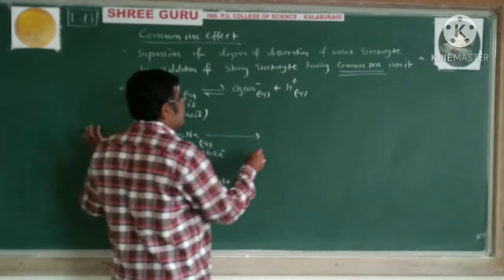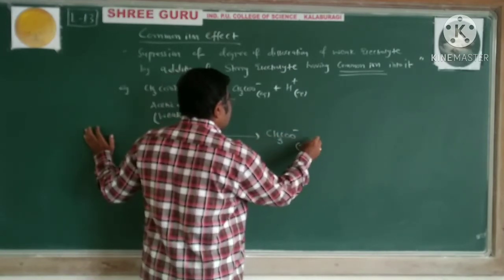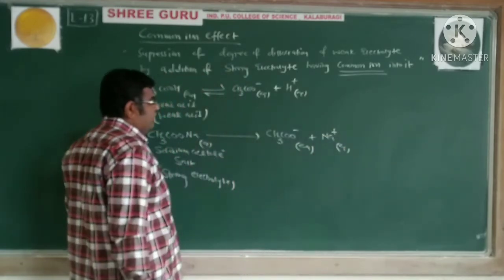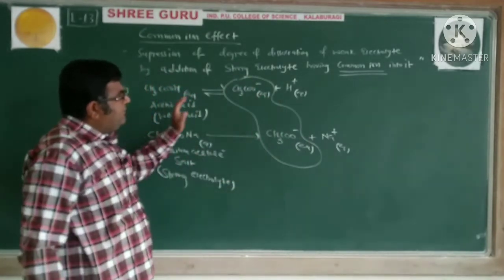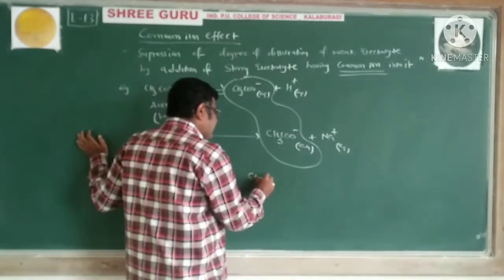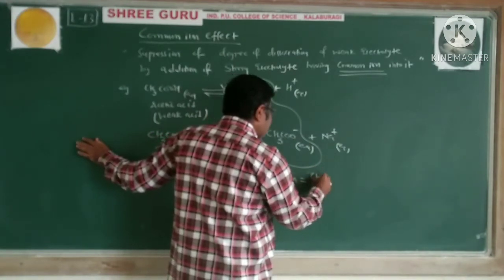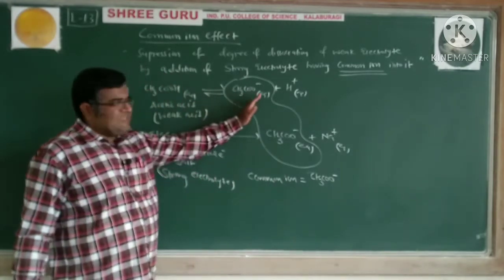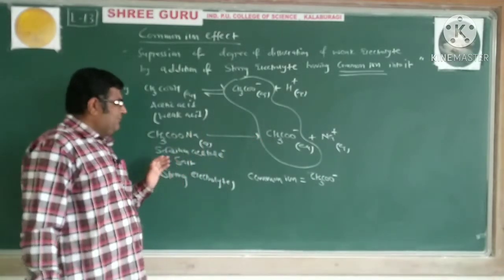It also dissociates and forms acetate ion and Na plus ion. Now both of them are releasing acetate ion. So you can say the common ion here is acetate ion, isn't it? Because acetic acid also releases acetate ion and sodium acetate also releases acetate ion. So it is the common ion.